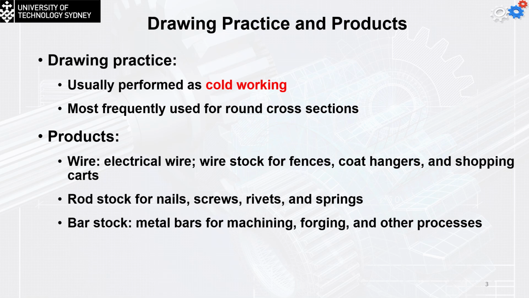Some drawing practice and products: drawing is usually performed as cold working. We never heat them up, and it's most frequently used for round cross sections, not the square one, although this can be used for the square, by the way. The products are the wire, the electrical wires, the wire stock, and for the fence, the coat hangers, the shopping carts, any application that uses wire. Also, the rod stock for the nails, for the screws, for the rivets, and for the springs. Also, the bar stocks, for the metal bars, for machining, forging, and other processes.